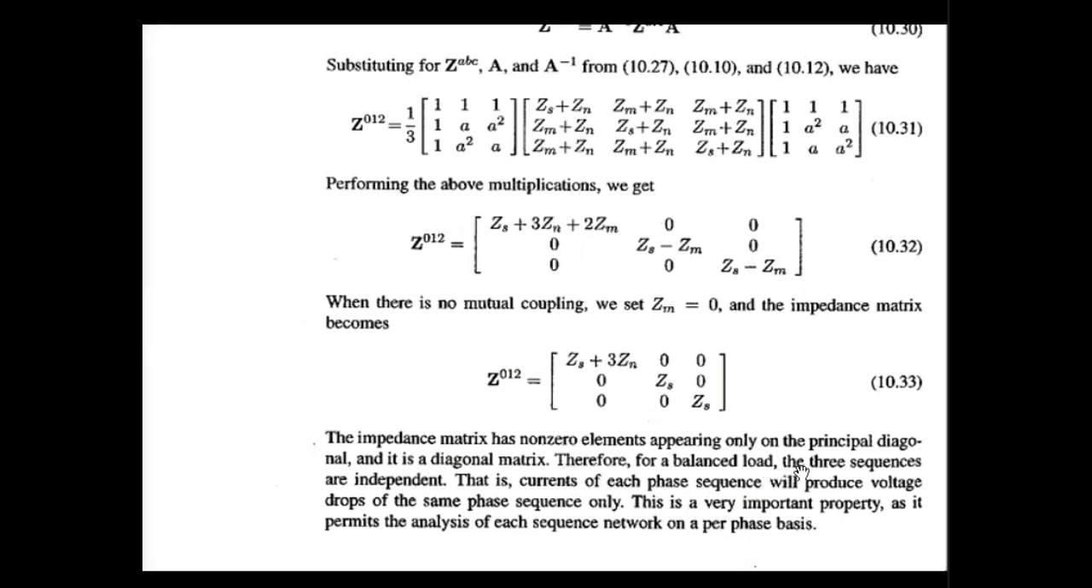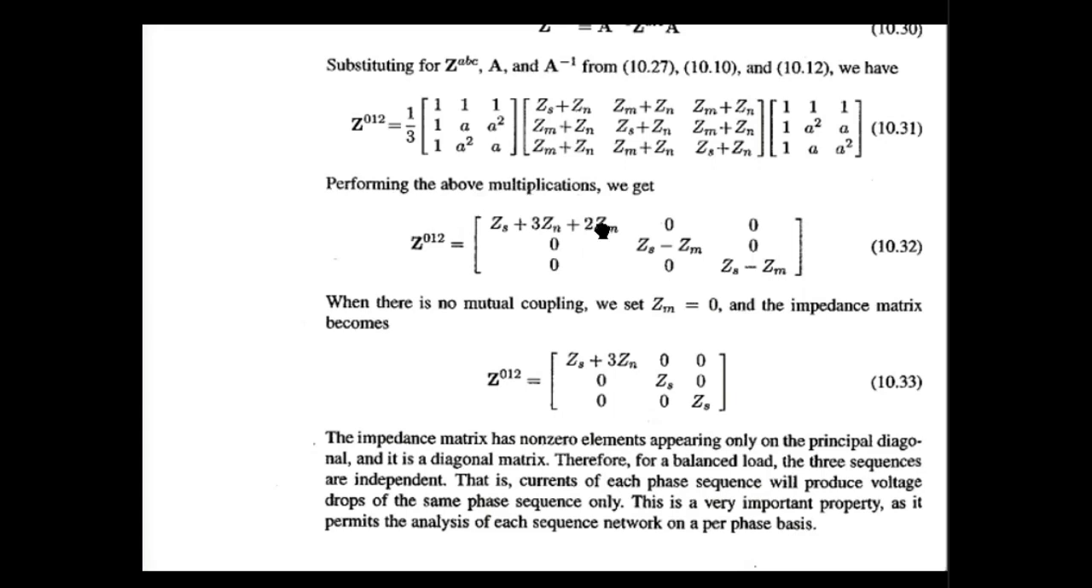Therefore, for a balanced load, the 3 sequences are independent. The currents in each phase sequence will produce voltage drops in the same phase sequence. This is a very important property, and you have to remember it. That is the generalized equation, and that is the specific one when Zm is 0. It permits the analysis of each sequence network on a per phase basis.